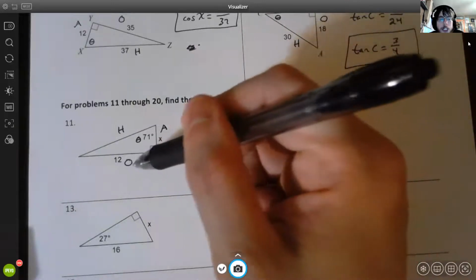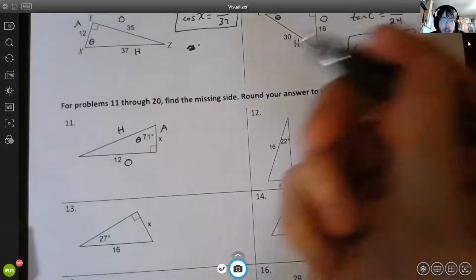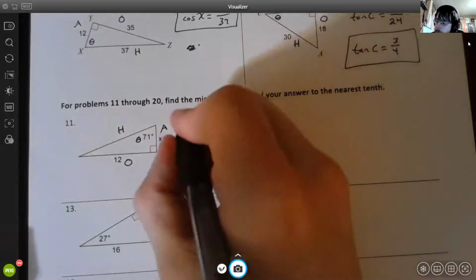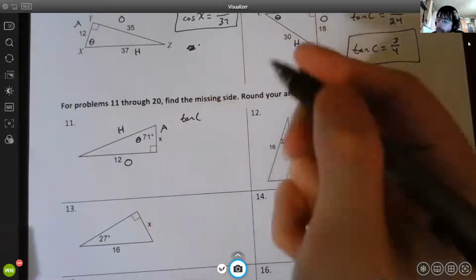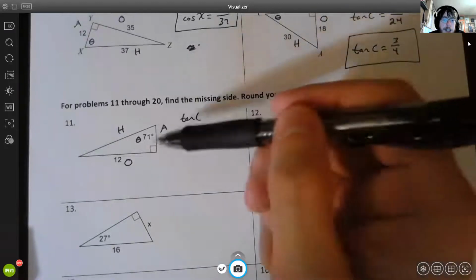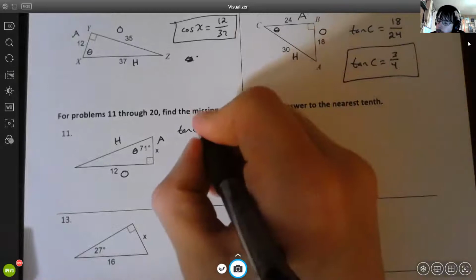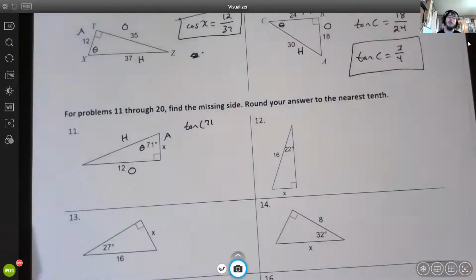So what trig function uses O and A? Well, based on SOHCAHTOA, that would be tangent. So we're going to write tangent. Now, unlike before when we were writing tangent of theta, this time we know what theta is. It's 71 degrees. So we do tangent of 71.